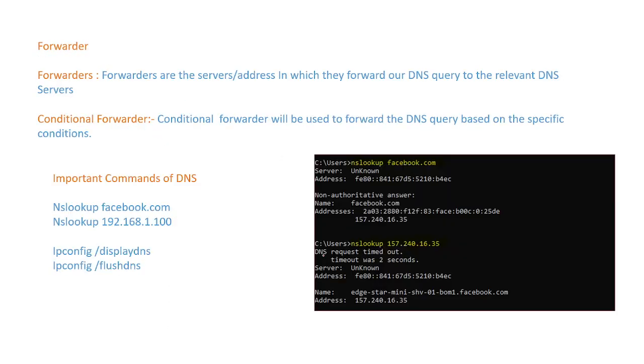Forwarders means these are the servers which forward our DNS query to the relevant DNS servers. Conditional forwarder means based on some condition. Say for example, in your query, if I find Sony, if the query ends with Sony or contains Sony, then forward this to a particular DNS zone. That is called a conditional forwarder. Based on some condition, the query will keep getting forwarded to a particular DNS server.